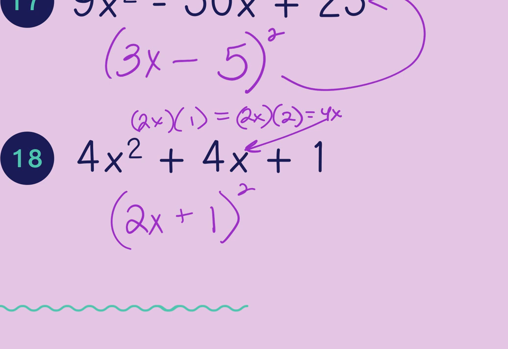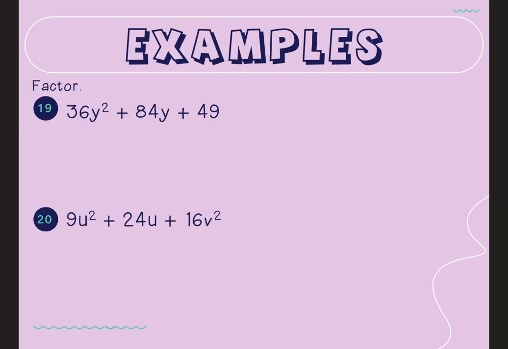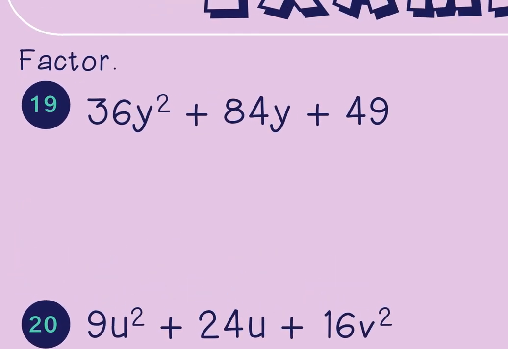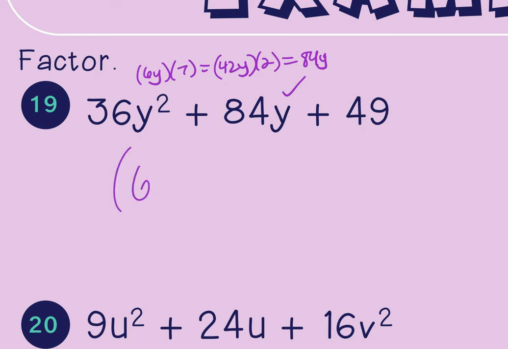Still good? It's going to be 7 by 6. Yeah, that makes sense. All right, 19. First one's a perfect square. What's the square root of 36y squared? 6y. Square root of 49? 7. That product would be 42y times 2, 84y. So it checks out. Square root first term, we already did it. Square root last term, put a plus between, put it in the parentheses and square it.